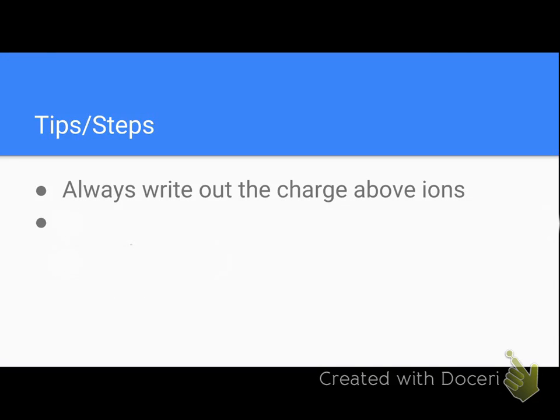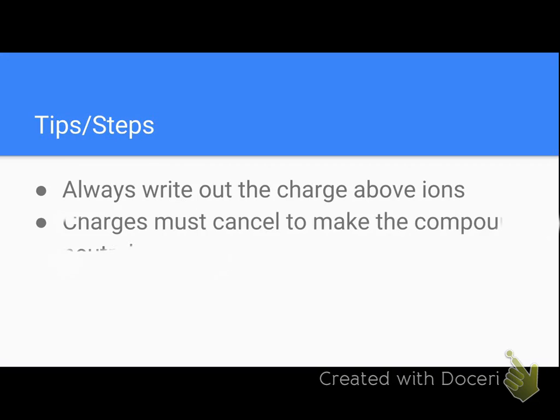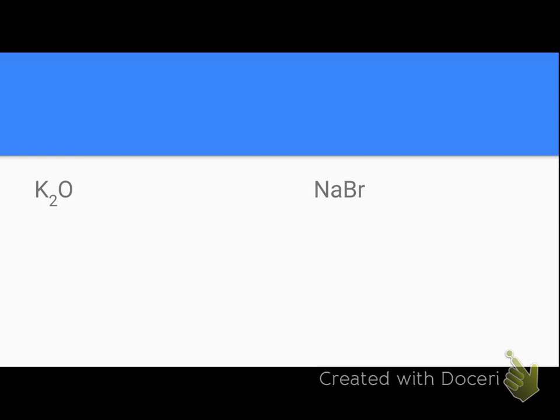All right, so just some tips and steps to keep in mind as we go along. You always want to write out the charge above your ion or below, whichever works for you, just so you can keep track of it. And your charges must cancel to keep your compound neutral. So things I already said, but just so we get it written down. We're going to go both ways, from the compound to the name and from the name to the compound. The easier one, I think, is to go from the compound to the name first.